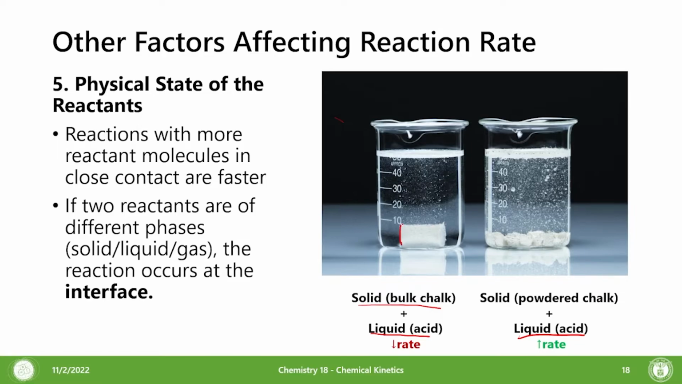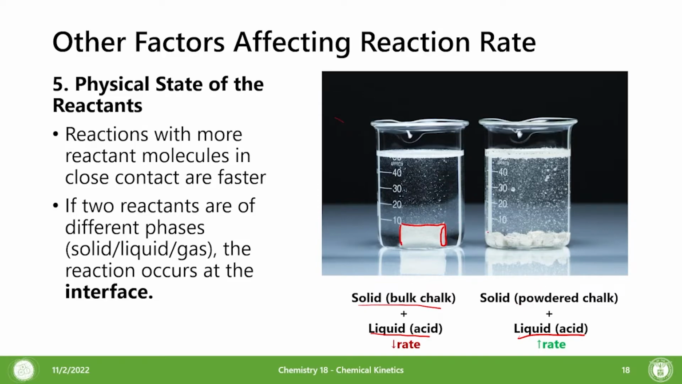So you can imagine there's a surface area here covering the entire bulk chalk and coming into contact with the hydrochloric acid. The rate is much slower because the rest of the chalk is hidden inside the solid. It still has to wait for its turn in order to react with the hydrochloric acid.